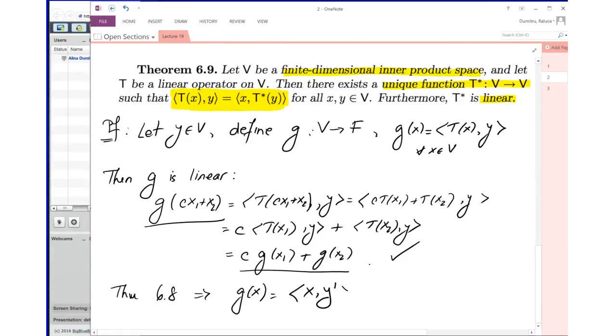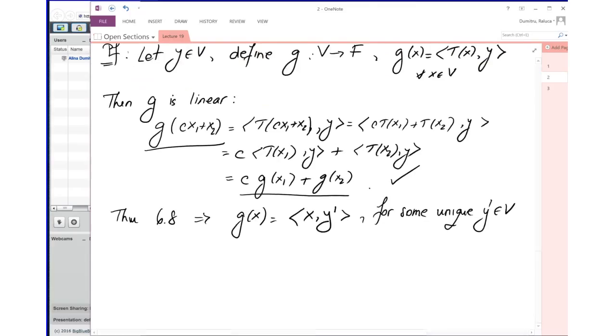A fixed y, I cannot use y anymore because I used it above. Let me call it y prime. For some unique y prime in V. So let me rewrite this. So G was the inner product between T of x and y. And now it equals the inner product between x and y prime. And that holds for every x.